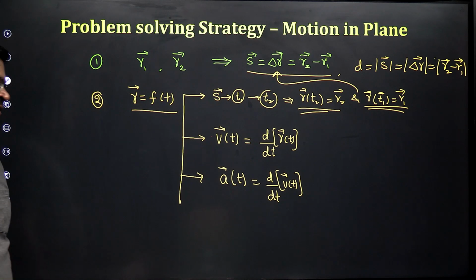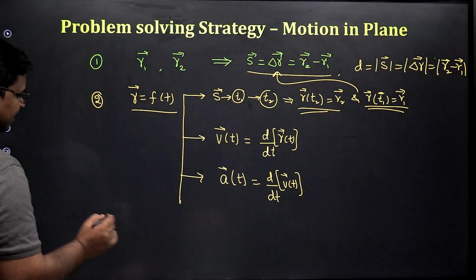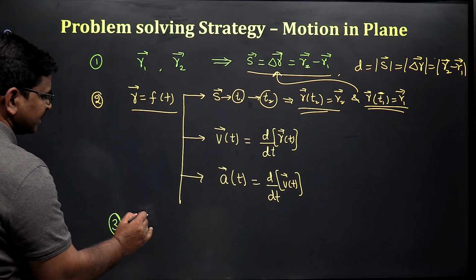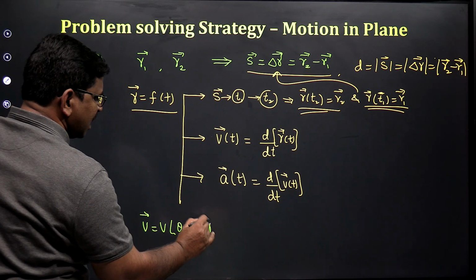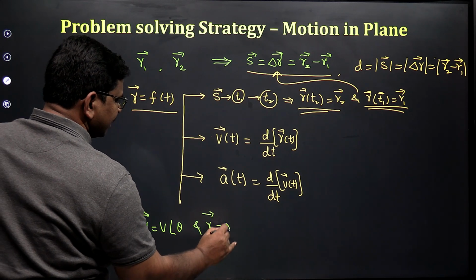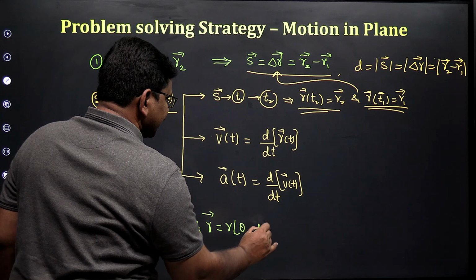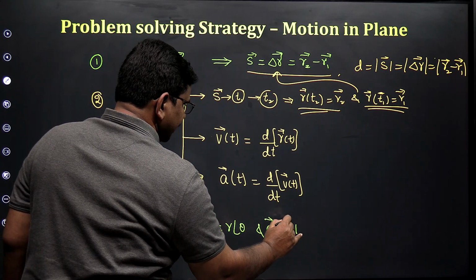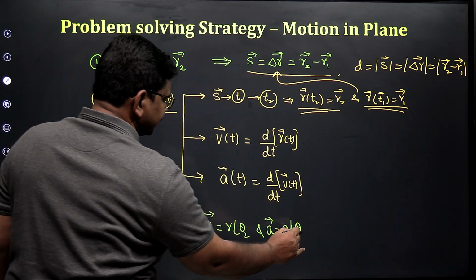And sometimes you may be asked to find it by giving the data in another way. The third kind of data may be given something like this: V is given as V at an angle theta, R may be given as R at an angle theta, and A may be given as A at an angle theta. This is one kind, at an angle theta. Let us say this is theta 1, theta 2 and theta 3.